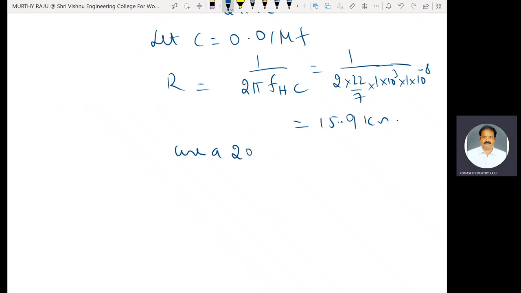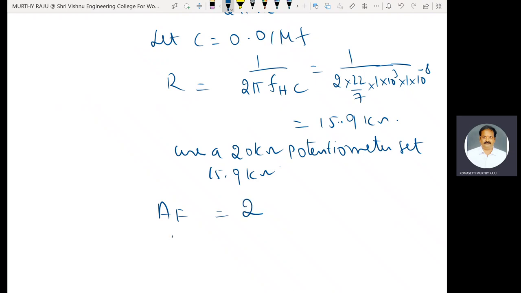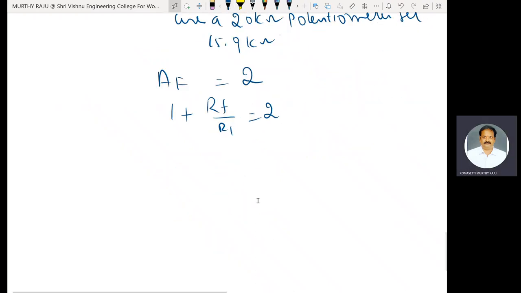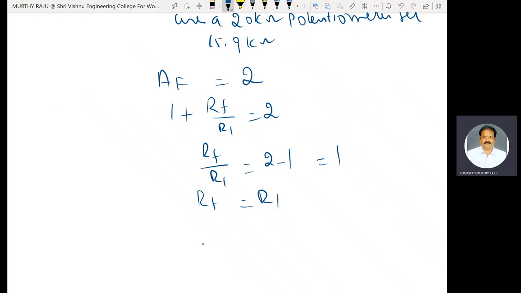Use a 20 kilo ohms potentiometer. Set 15.9 kilo ohms resistance. AF is equal to pass band gain. AF is equal to 2, given 1 plus RF by R1 is equal to 2. Therefore, RF by R1 is equal to 2 minus 1, that is equal to 1. RF is equal to R1. Let it be 10 kilo ohms. Both values are 10 kilo ohms.